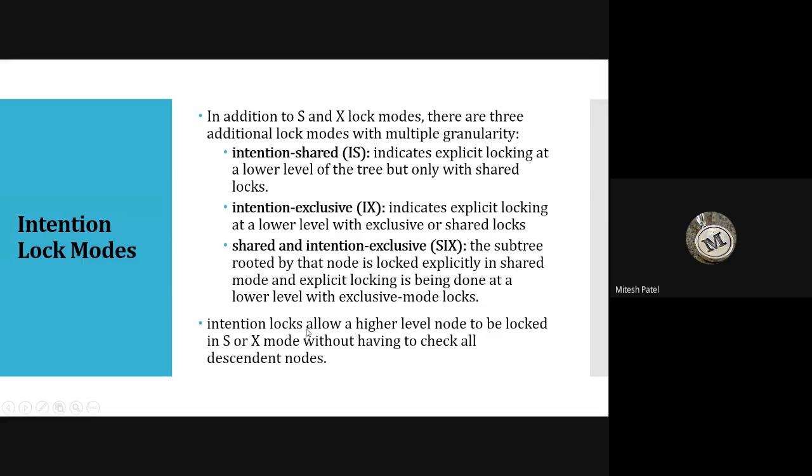Intention locks allow a higher level node to be locked in either S or X mode without having to check all descendant nodes. Meaning, we can lock a higher level node in shared and exclusive mode without checking the descendant nodes.